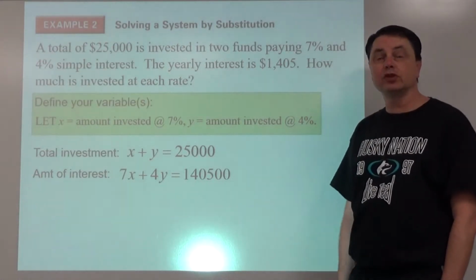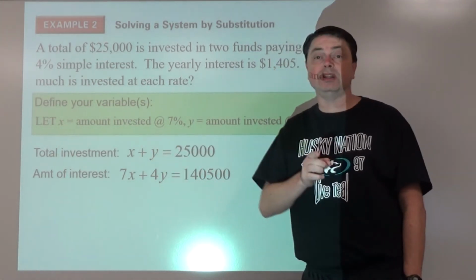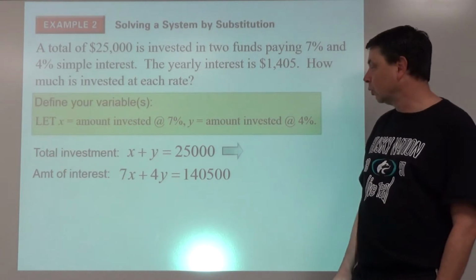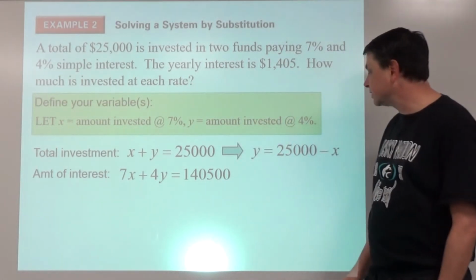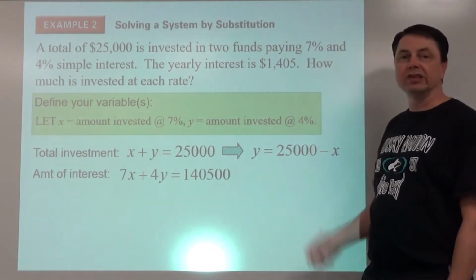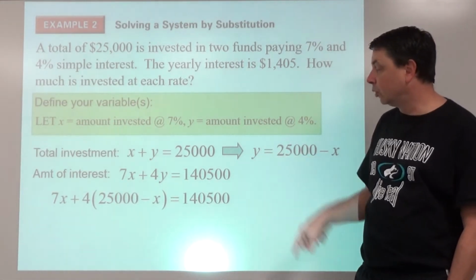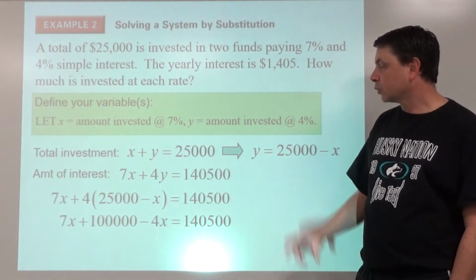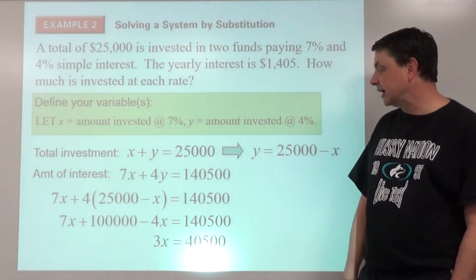Now we're doing the substitution method, so we could take one of our equations. I think the top one's going to be the easiest. Solve for x or y. So we're going to solve for y here, subtracting an x on both sides, and then we're going to replace that y with this quantity. We distribute the 4, combine like terms, subtract 100,000 on both sides.